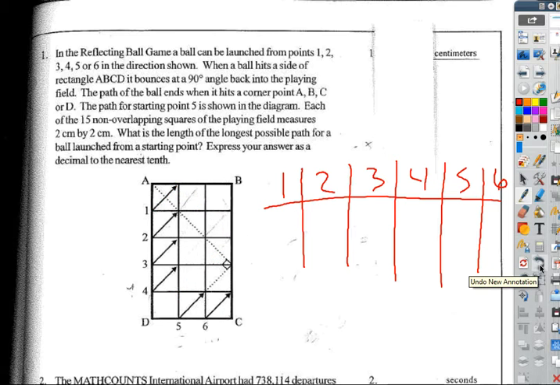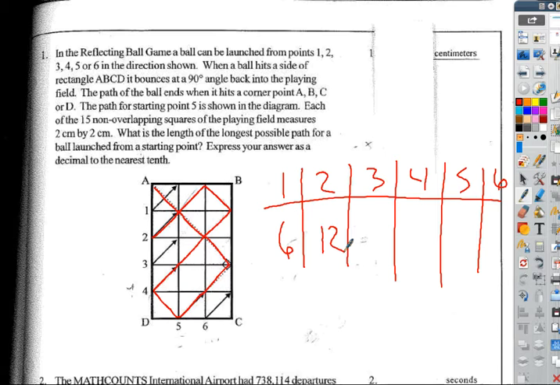There you go. And so for number 2, it would be over 1, 2, and since it hit the wall, 3, 4, 5, 6, 7, 8, 9, 10, 11, 12. So for number 2, it would be 12.